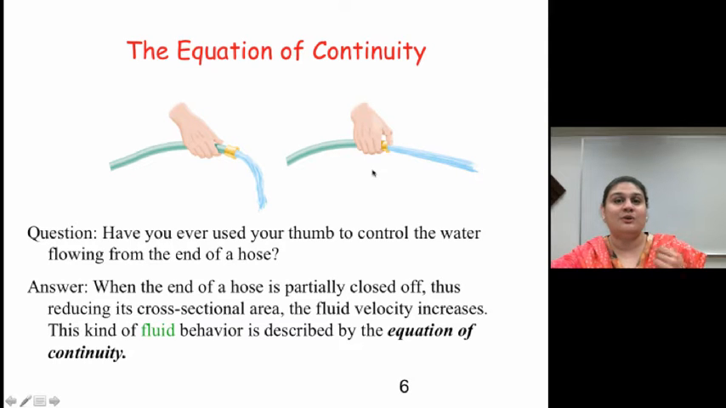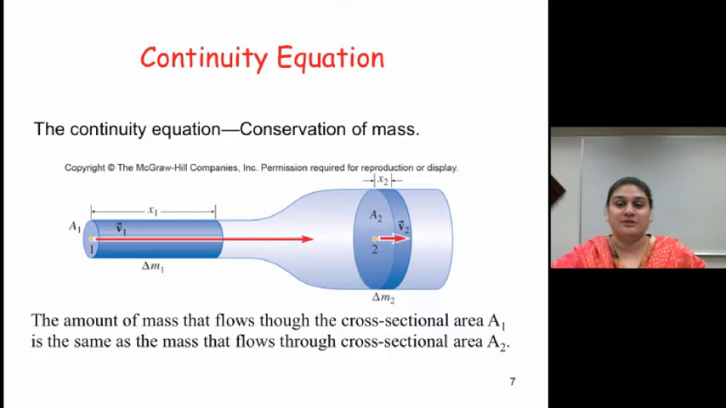The difference is that when you hold your hand in front of a hose, what you are doing is decreasing or reducing the cross-sectional area that the water is able to flow through. When you decrease the area that the water is allowed to flow through, it actually increases the speed of the water to counteract what you are doing. And that, in fact, is the basis of the equation of continuity.